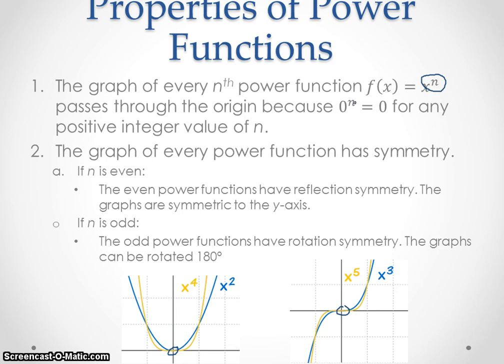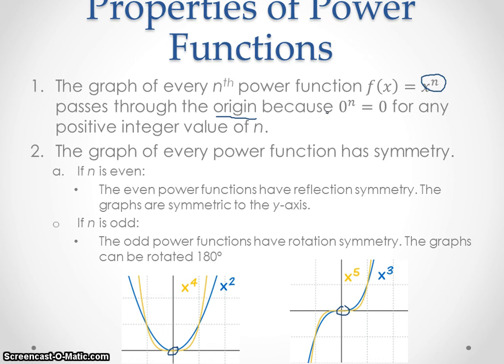So because 0 to the nth power, so 0 to the first, 0 squared, 0 cubed, 0 to the fourth power, 0 to the fifth power, all we're doing is multiplying by 0. And we know anything multiplied by 0 is going to give you 0. So you have 0, 0 for any value. So it's always going to go through the origin for whatever number you have for n.